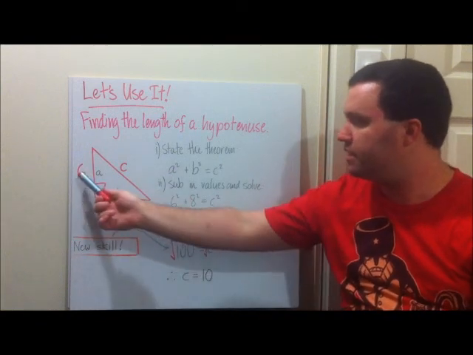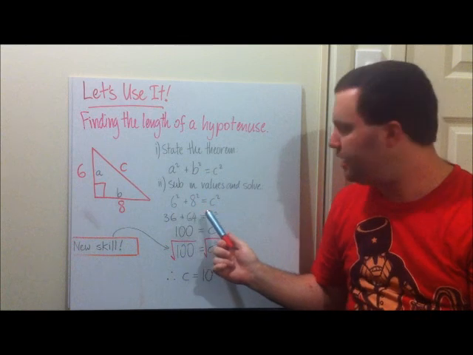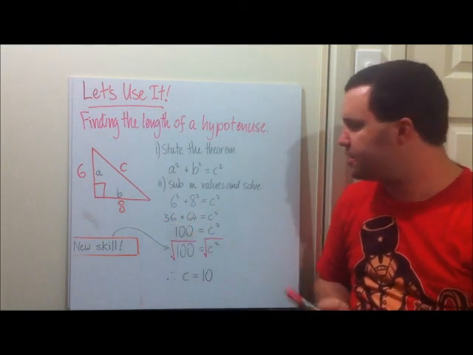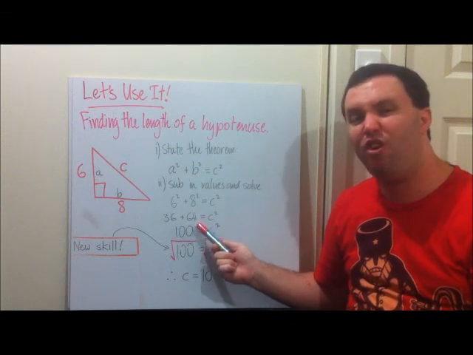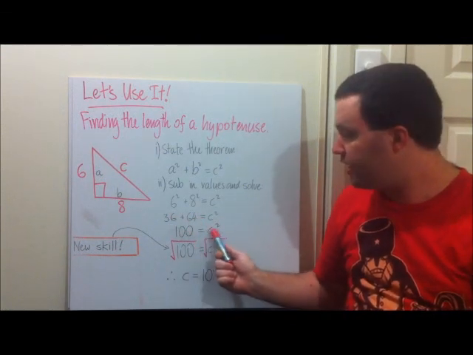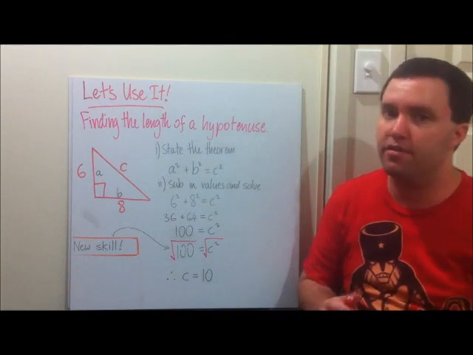So, A, that's 6, B, that's 8. So 6 squared plus 8 squared equals C squared. 6 squared is 36, 8 squared is 64, equals C squared. 36 and 64 is 100. Equals C squared. Right, here's a new skill. You may not have seen this before, may not have used it before.